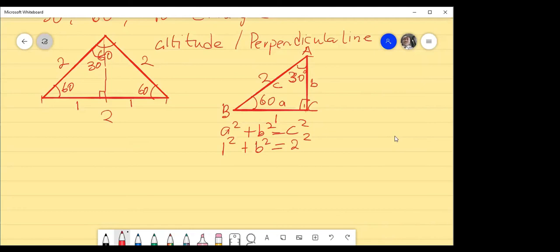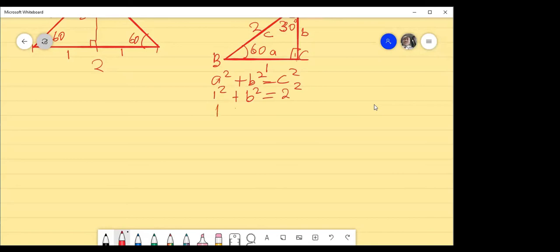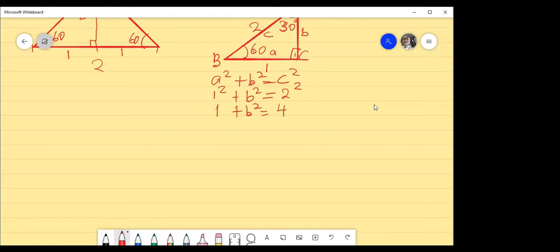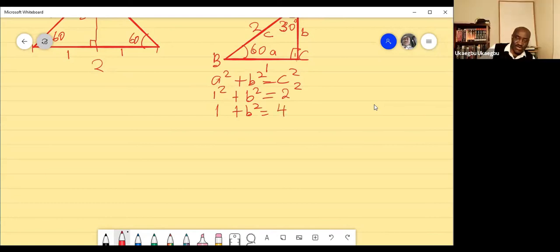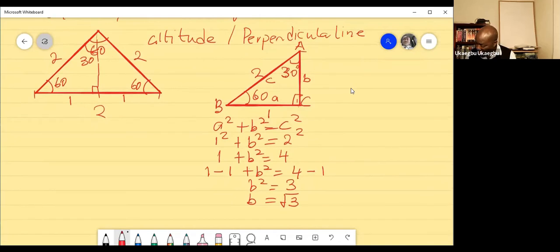Tyler, go. So what is 1 squared, ladies and gentlemen? 1 squared is 1, plus B squared. And what is 2 squared on the other hand? 4. Okay, so what's the next step at this point? Yeah, you subtract 1 from both sides. So you have 1 minus 1 plus B squared equals 4 minus 1. So you have B squared equals 4 minus 1, which is 3. So B will be square root of 3.